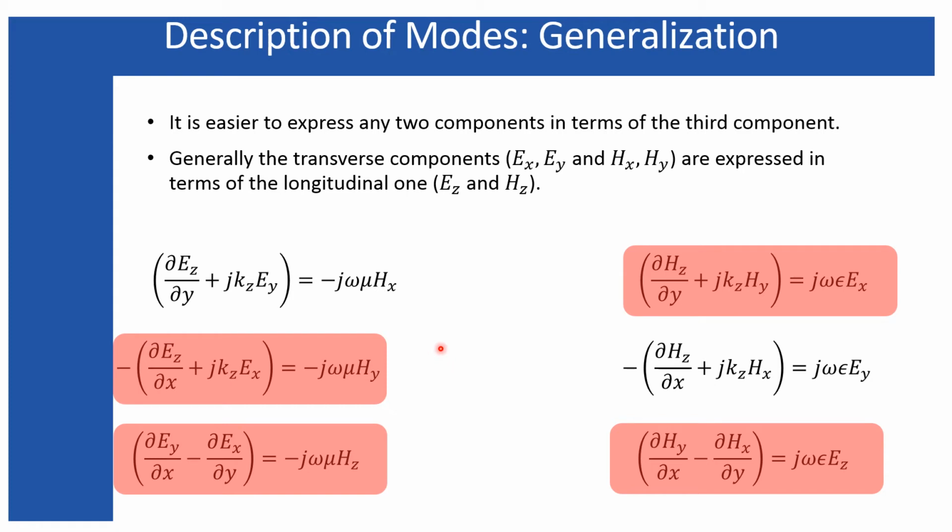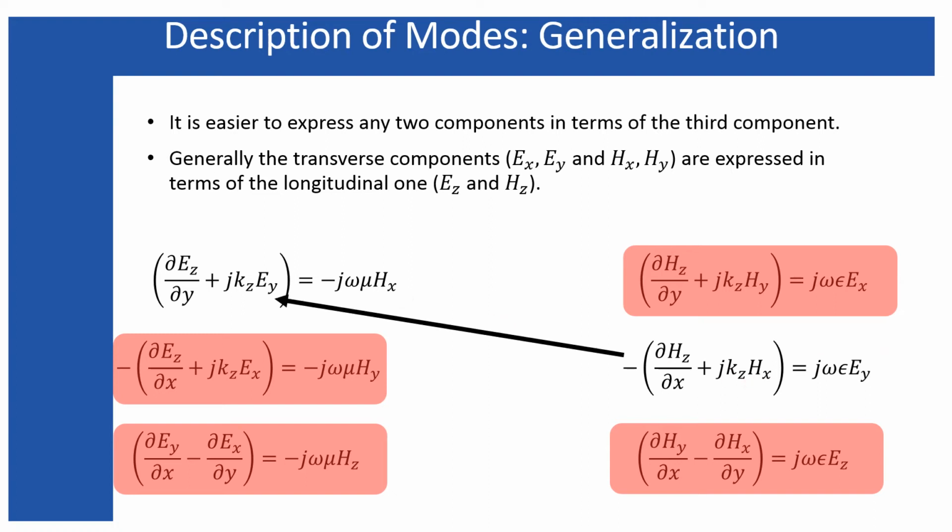So first of all, I'm giving you one example. How can we represent the Hx component in terms of the Ez and Hz? Because Ez and Hz represent the longitudinal components, because the wave propagation is taking place along the direction of propagation. So here you just need to take Ey from here, replace it over here and simplify it. That means find the expression for Hx, and that's all.